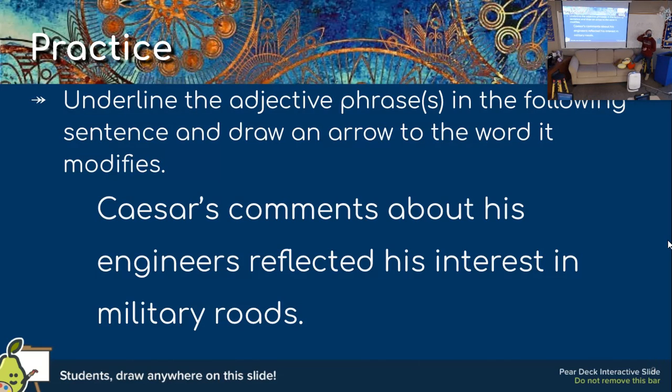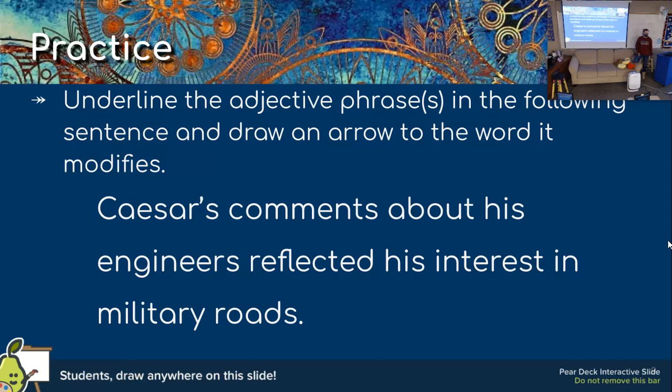Let's see if we found them correctly. Who can give me one? Peyton, give me one. About his engineers. About is our preposition. Engineers is our object of the preposition. His is modifying engineers. So, about his engineers. Peyton, where did you draw your arrow? What word is that adjective phrase modifying? Comments. Right? It's telling us more about the comments. What kind of comments is he making? He's making comments about his engineers. So it's answering one of those adjective questions. What kind? All right.